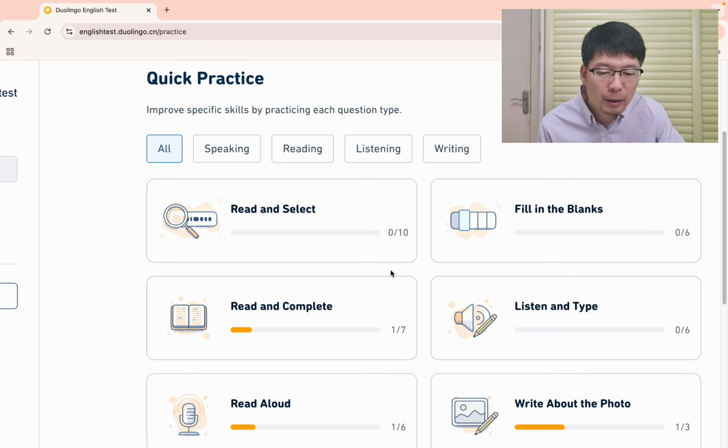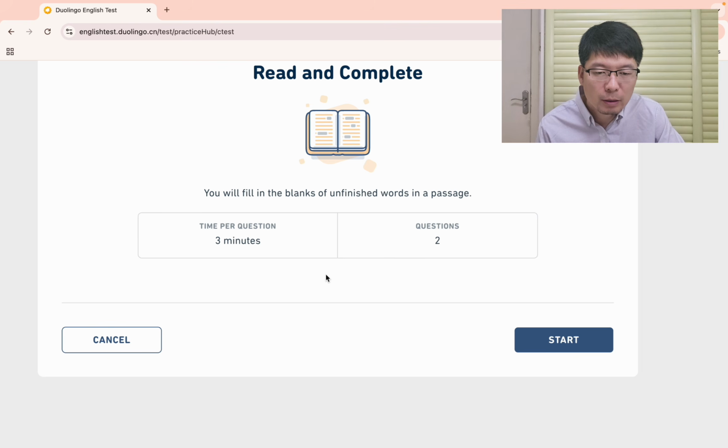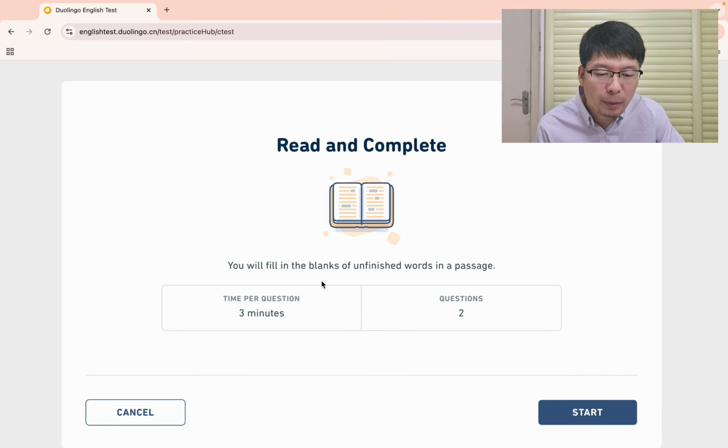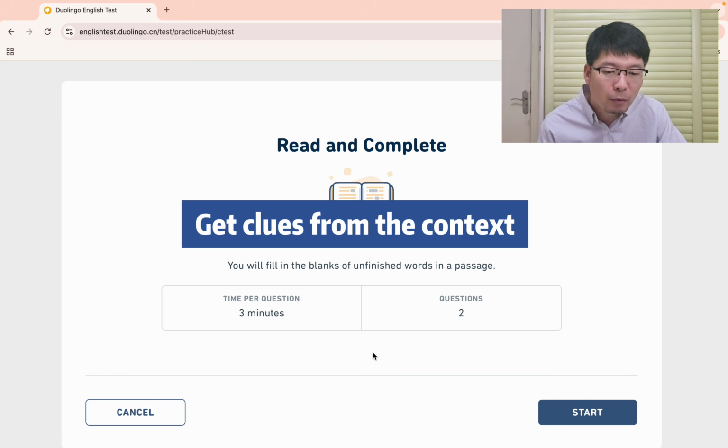Next question type is read and complete. In this section, you will fill in the blanks of unfinished words in a passage. In this section, we have more time than read and fill the blanks. And also we can know some clues from the context of the passage. Okay, let's get started.